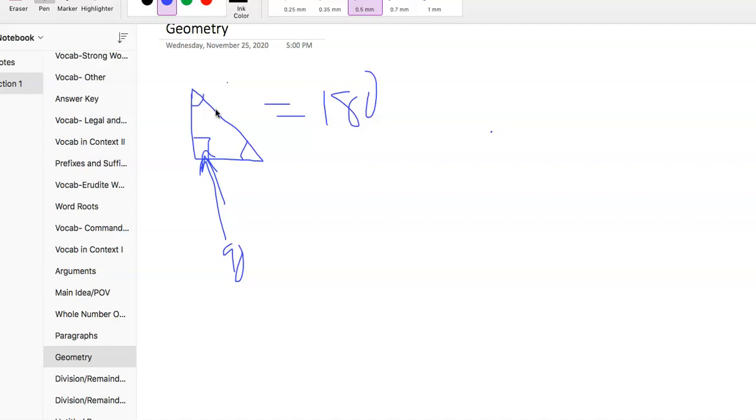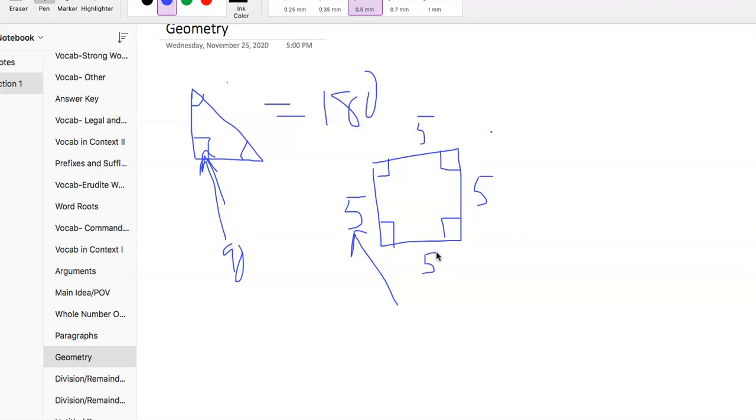Squares and rectangles are both 4-sided figures with 4 right angles. So there's a square, and within a square, 4 right angles. The other thing you want to know about a square, 4 equal sides. So if I see that 5 right there, I know that means this is a 5, and this is a 5, and this is a 5. They're all 5s.